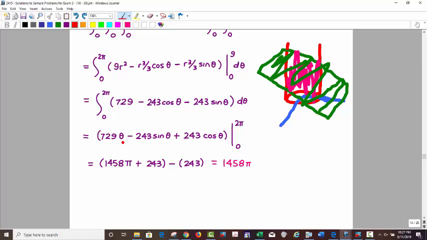So 2 pi for this theta gives me 1458 pi. Sine of 2 pi is 0. Cosine of 2 pi is 1. So that's going to give me 243. Then when I put in 0 here, that's a 0. The second one's a 0. But this is not a 0. 243 cos of 0 would be 243. So the 243's cancel, and you end up with 1458 pi.